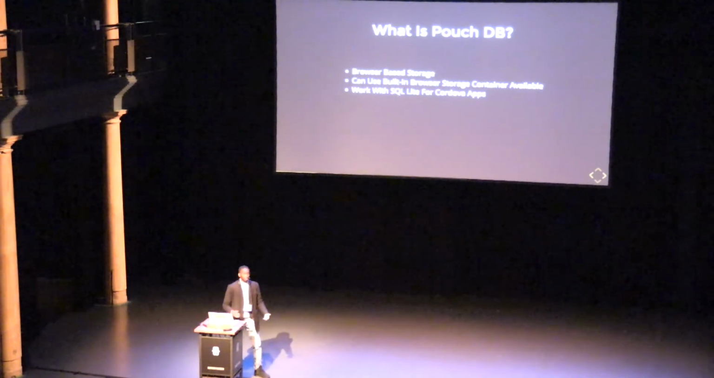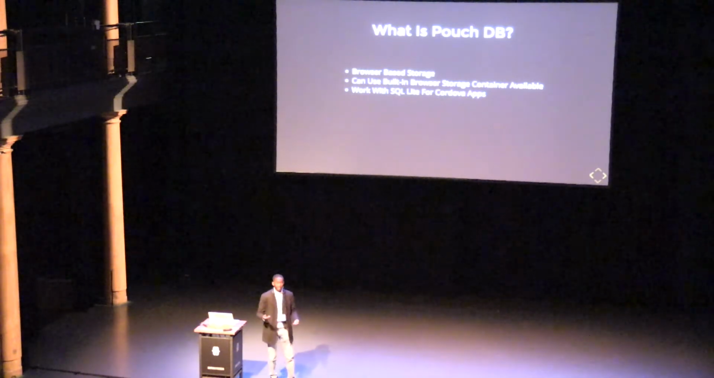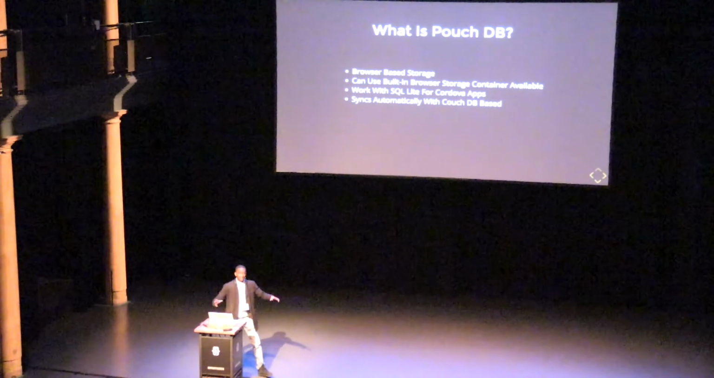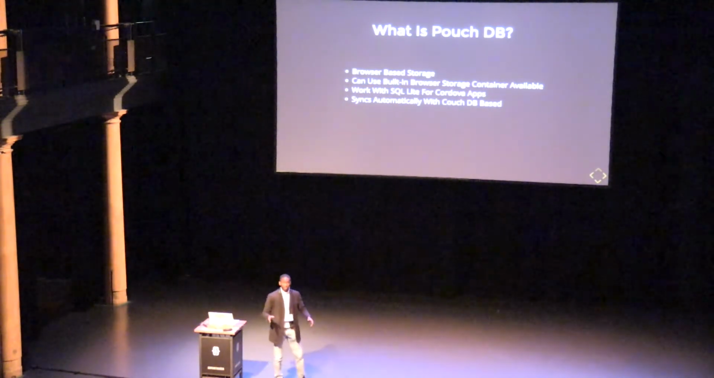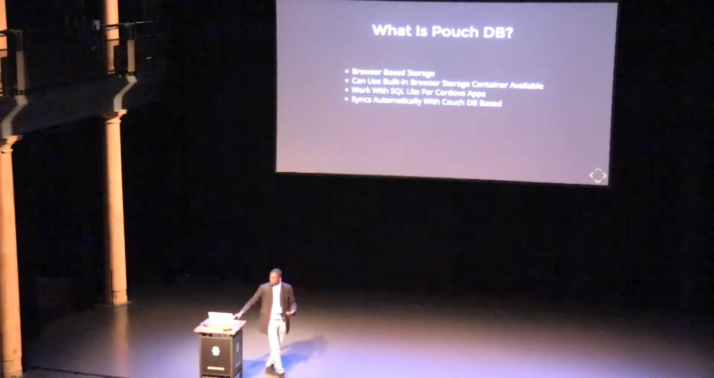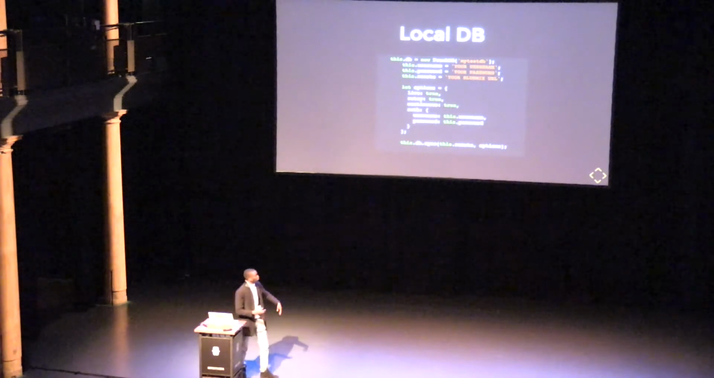And if you are using a Cordova application, a PhoneGap app, you can just extend it to use the SQLite plugin. And it syncs automatically with any CouchDB-style database. So if you're using Couchbase, or in our case, IBM Cloudant, which is absolutely awesome, it works well. So how does CouchDB work?